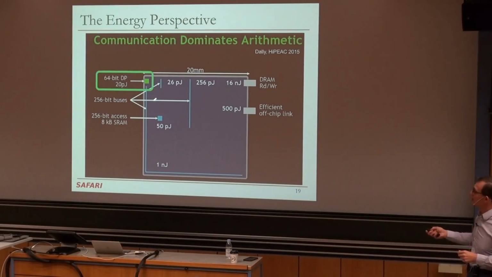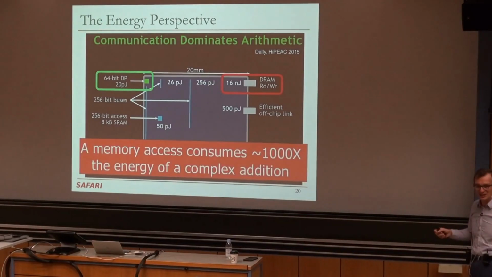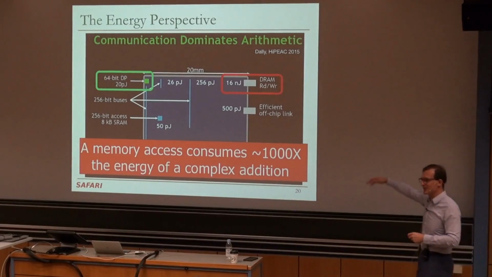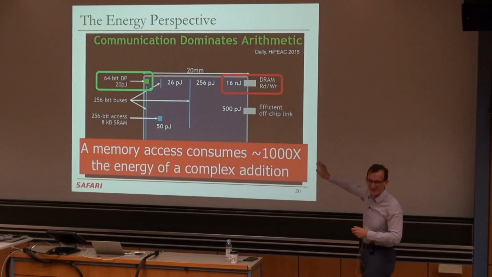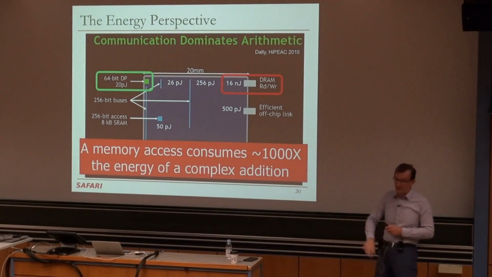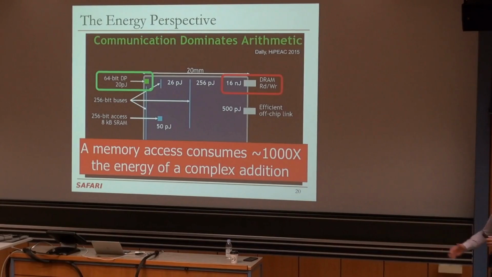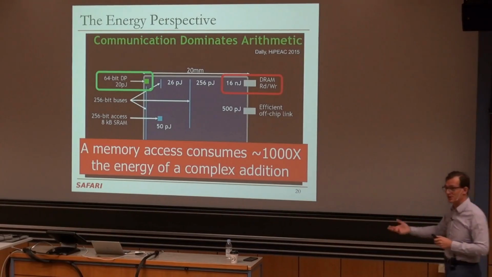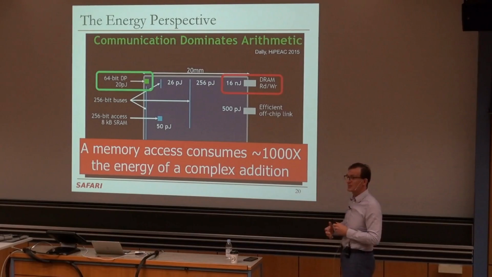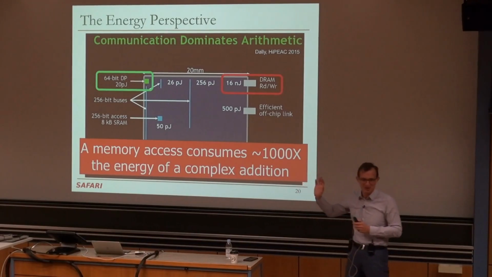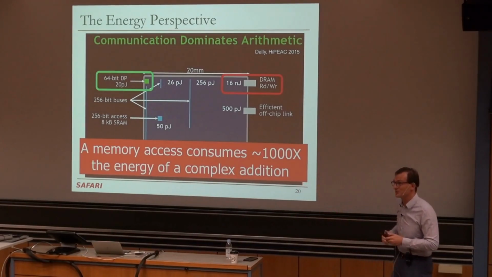This is a 64-bit double precision floating point operation. It consumes 20 picojoules. This is a DRAM read or write. It consumes 16 nanojoules. And the difference between them is 800x. I took the liberty of rounding up to 1000x because there are systems where this is 1000x. There are systems where this is lower also, but it's basically 2 to 3 orders of magnitude difference. Later we'll talk about some other studies that measure this, and if you optimize it, you get maybe 120x or so, which is still 2 orders of magnitude difference.